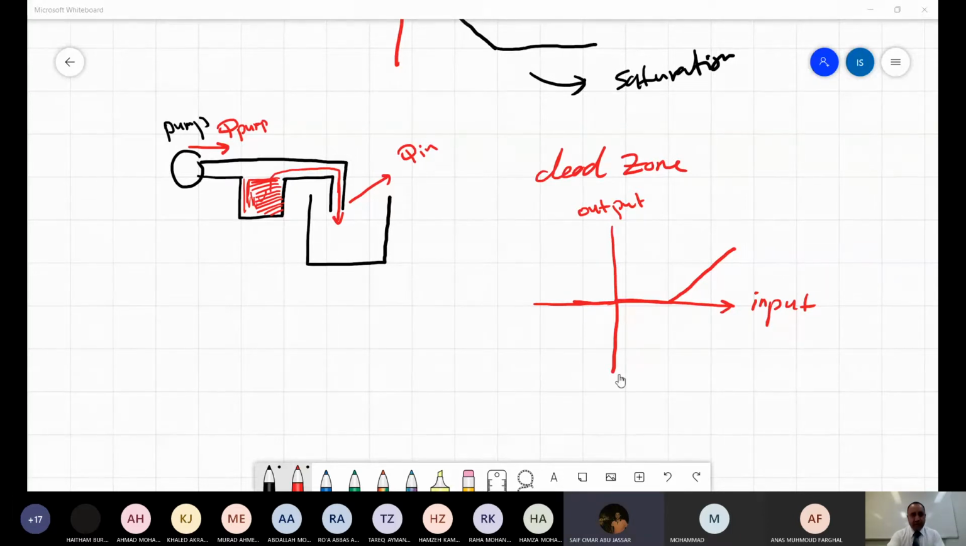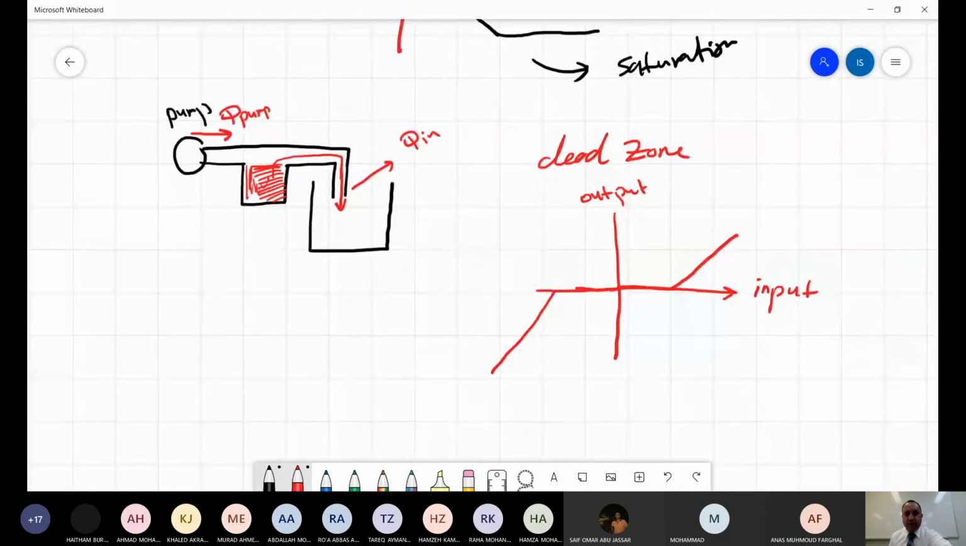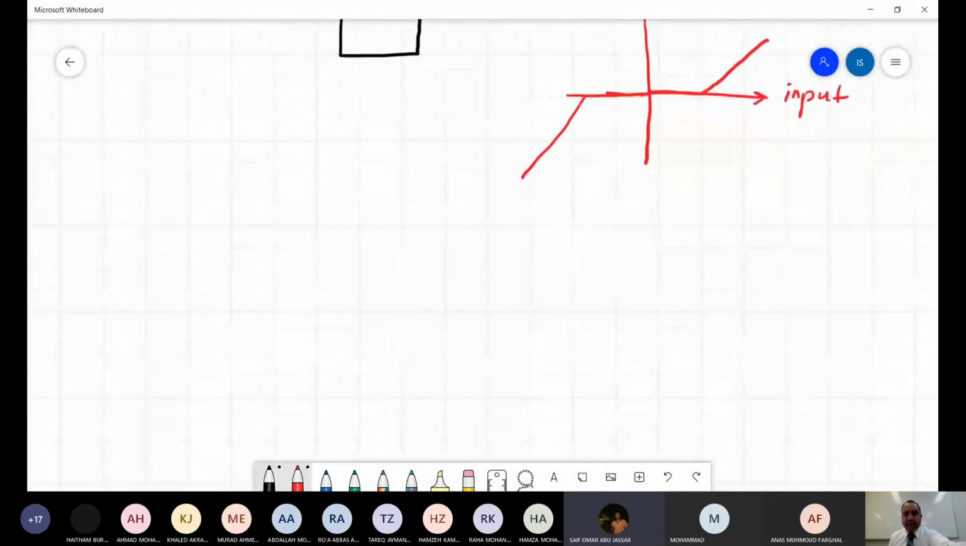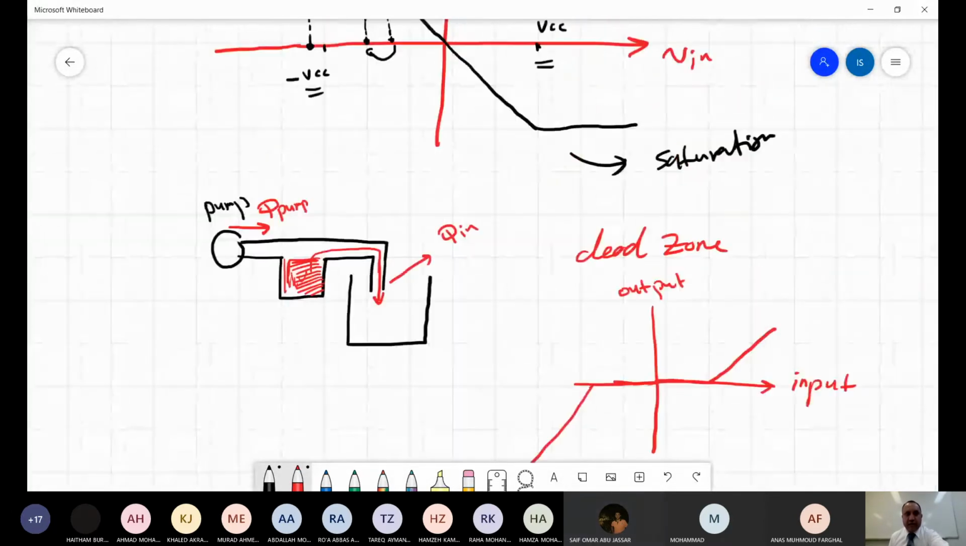Yeah, good. So simply, this means that I'm having input, but there's no output. And this is what we call a dead zone. This is also another type of nonlinearity in the system.